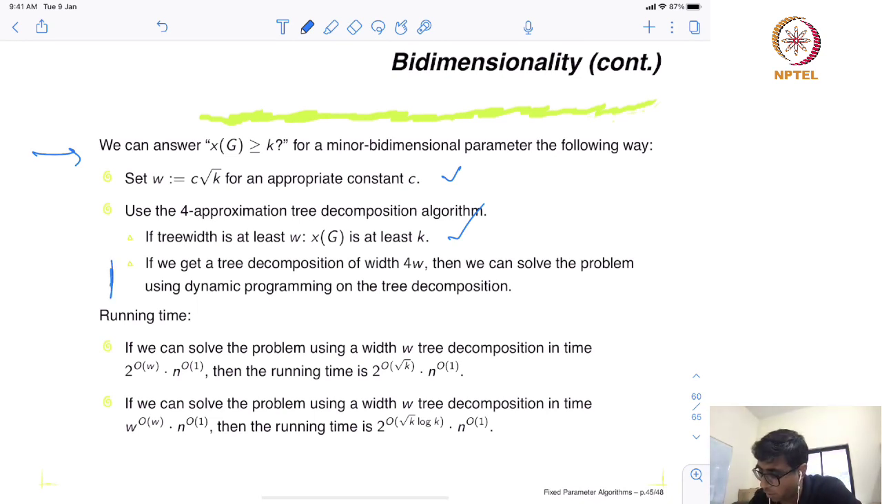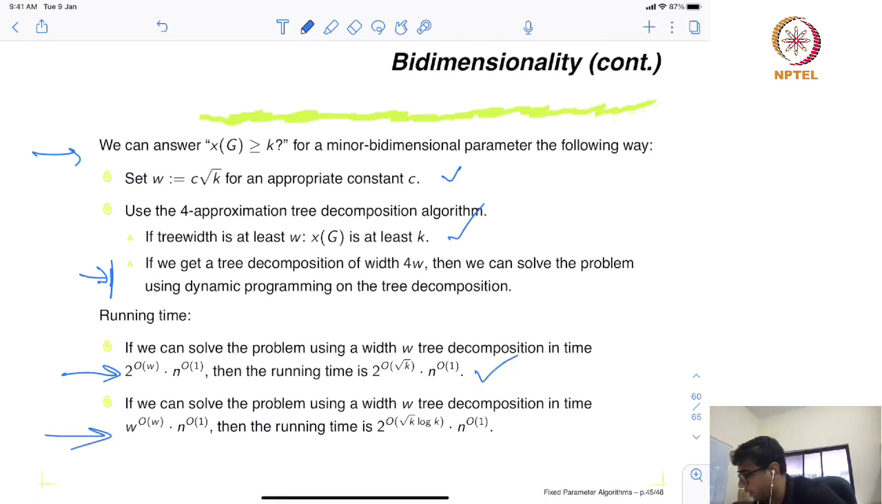Otherwise, you have got a small tree decomposition, and then depending on the running time, you will get such an algorithm. If you had a w to the power big O of w time algorithm, then you will get such kind of algorithm. So it is a very simple strategy for planar graphs. I check whether my problem is minor bidimensional or not. Then I just need to check whether it has an appropriate c to the power w or w to the power w algorithm. Depending on that, you know that it has such and such algorithm, and that's it.